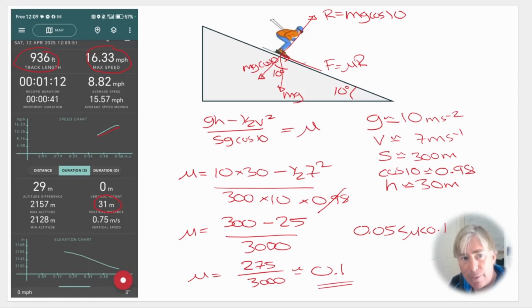Obviously, we're at the top end of that, but considering we did a few simplifications and so on, that's well within our parameters. So once again, physics and applied maths seem to have done a very good job of that. So thank you.